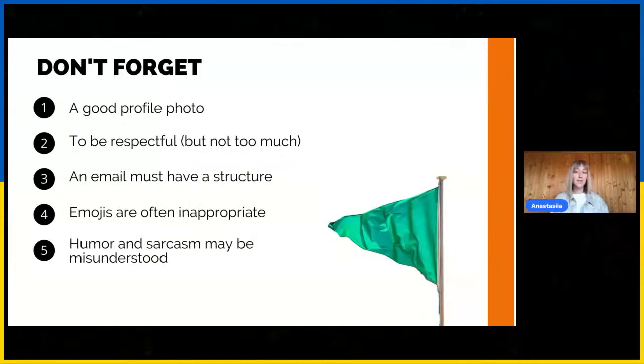And some things that you shouldn't forget. So when a person receives your email, the first thing that is shown is your profile photo. Your profile photo should be good, have good quality, and should be appropriate. So if it's you laying on the beach, it's inappropriate. If it's your portrait and you look good there and you really like the way you look there, it's a good profile photo. You should be respectful, but not too much.